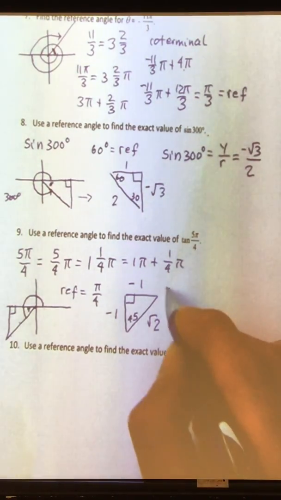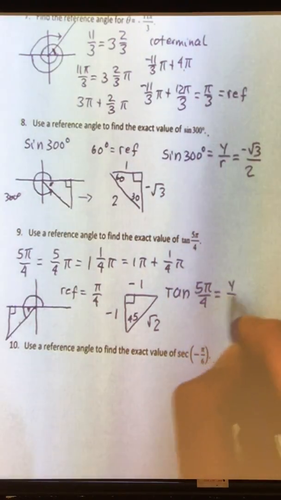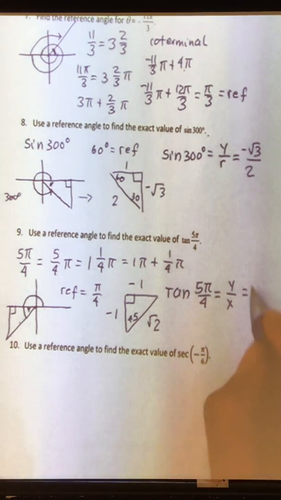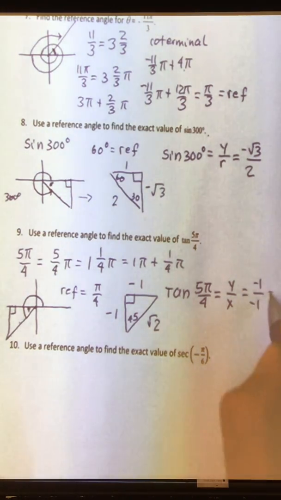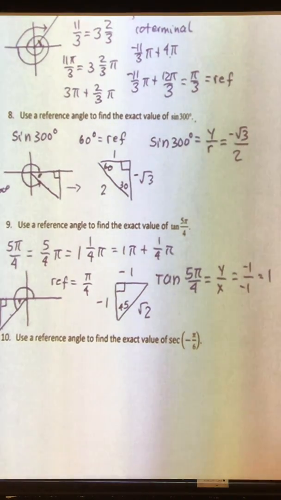Now we can get the value of tangent 5 pi over 4, which is the y length over the x length. So the y length is -1 and the x length is -1, giving us +1 for the tangent of 5 pi over 4.